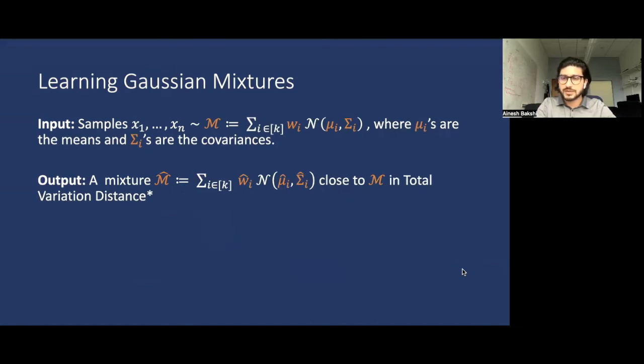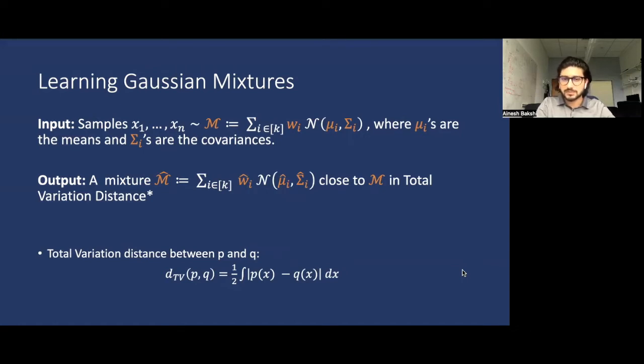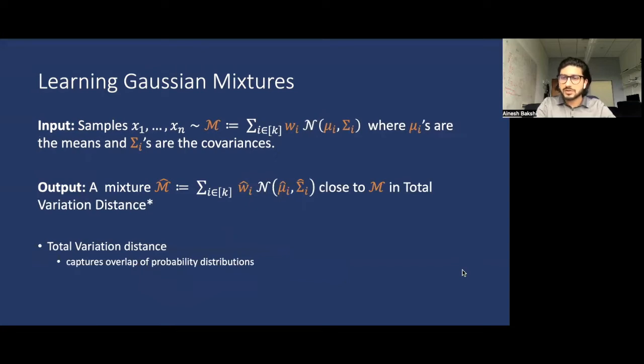In particular, the notion of closeness that we will require is that M is close to M hat in total variation distance. Recall, the total variation distance between two distributions is half of the integral over x of the absolute difference between p(x) and q(x). We require the output to be close in total variation distance since this notion captures overlap between probability distributions. Also, if we make no assumptions on the input, in particular, we don't even assume that each component is distinct, then total variation closeness between the two mixtures is the best kind of guarantee that we can hope for. Later in the talk, I'll describe how our techniques can even recover stronger parameter estimation guarantees whenever it is statistically possible to do so. Okay, so this slide is the entire problem setup in the non-robust setting.